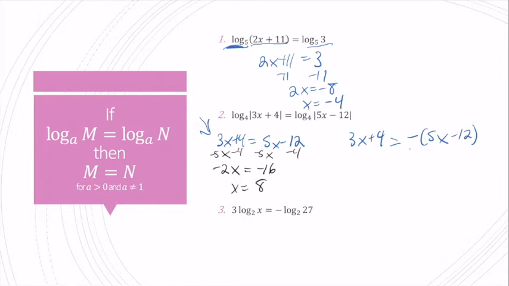Now I have to determine my other x value. I have 3x plus 4 equals negative 5x minus 12. I add 5x to both sides.